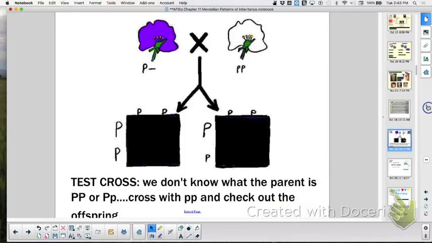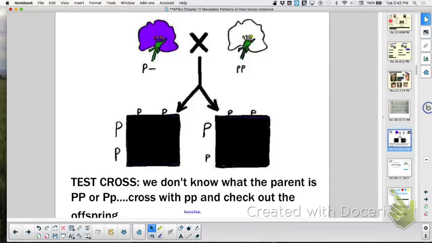What are the reasons for a test cross? Yes? To check if they're homozygous dominant, or if they're heterozygous. Right. And so your reason is you don't know the genotype of a dominant phenotype, right? When you don't know the genotype of a dominant phenotype, that's when you have to do a test cross, right?